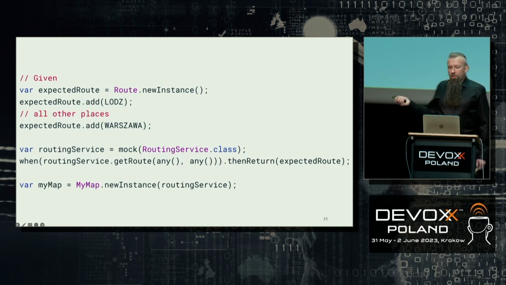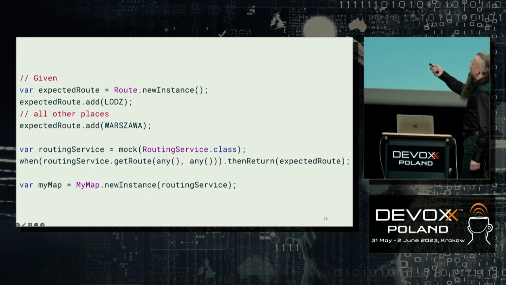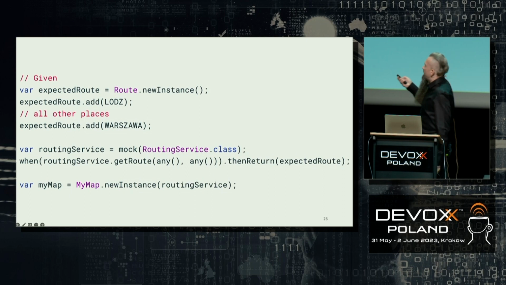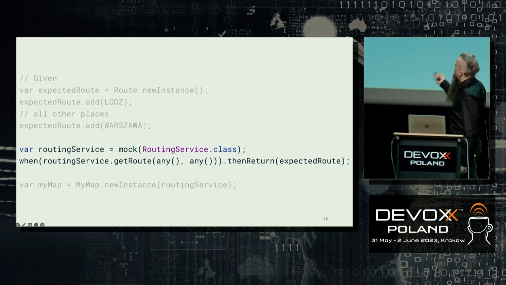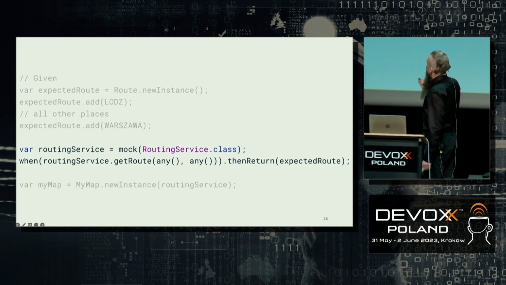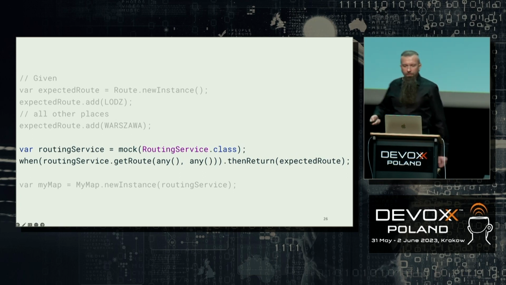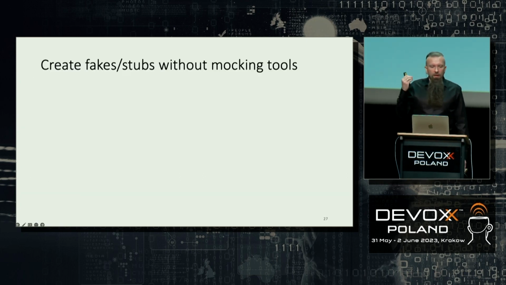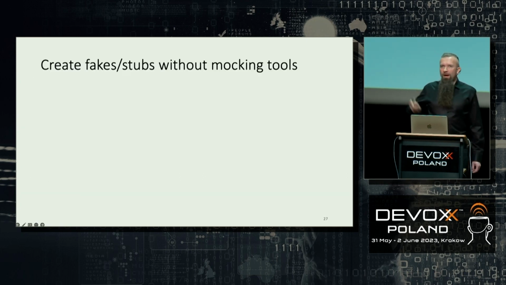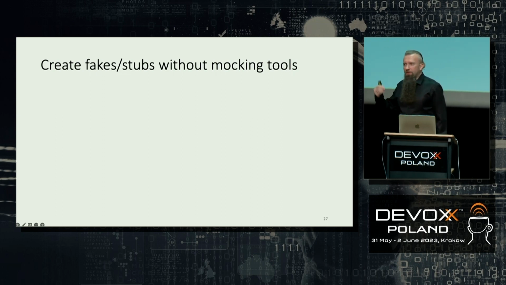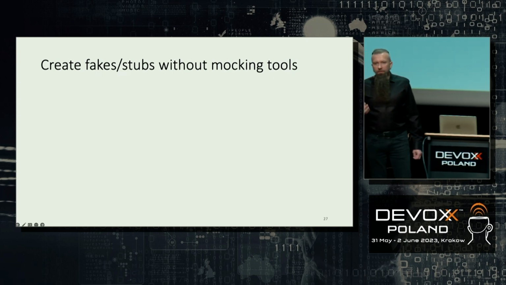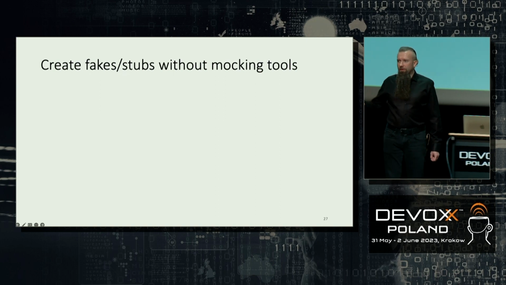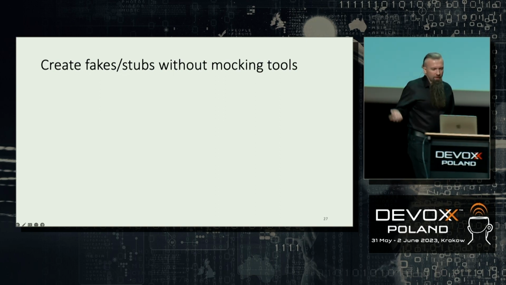So probably one of the common approaches, we will just prepare some of the expected data and just mock the routing service. So routing service get route and then will return some value. But what about creating fakes without mocking tools? One person who joined our team said, but you don't have Mockito in the dependencies. Yes, we don't have it. And we haven't had it for years.